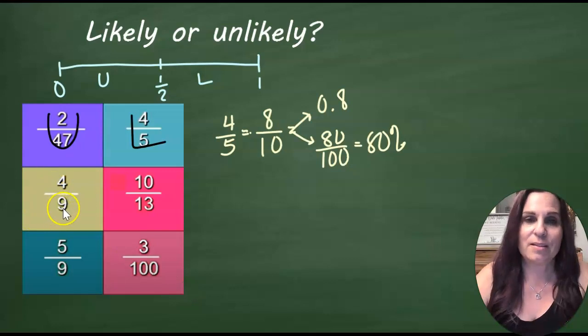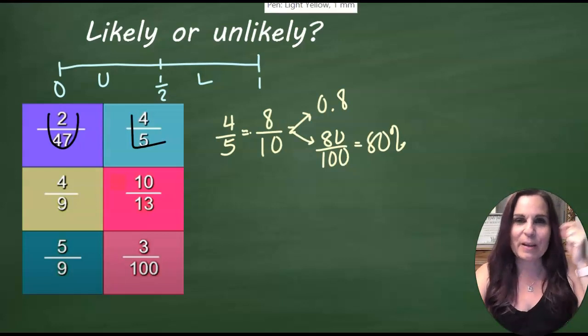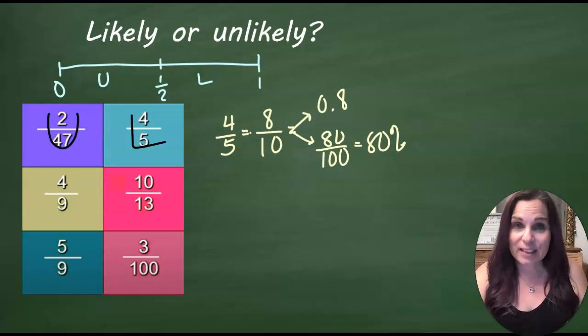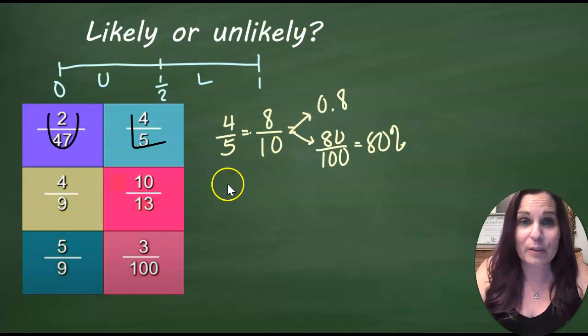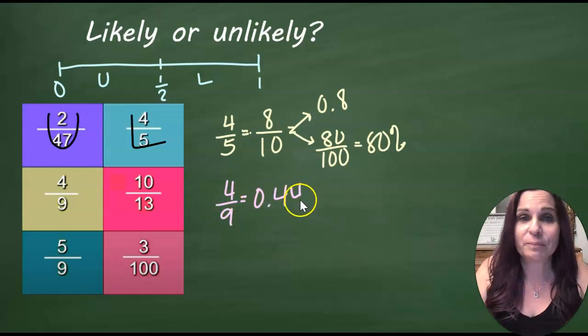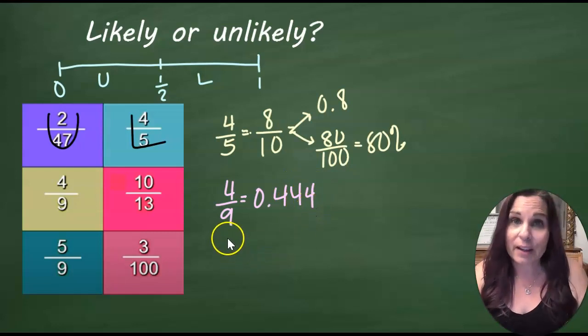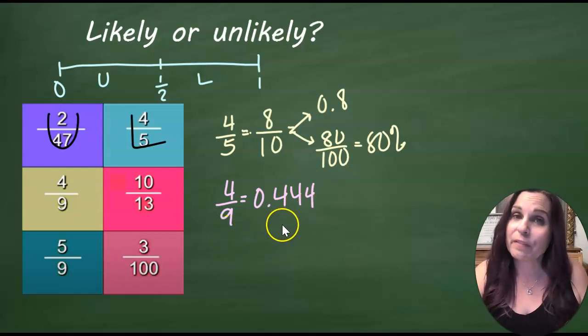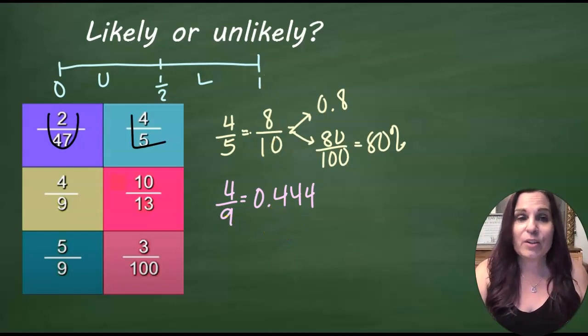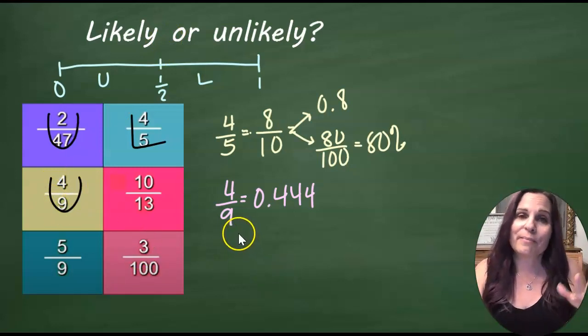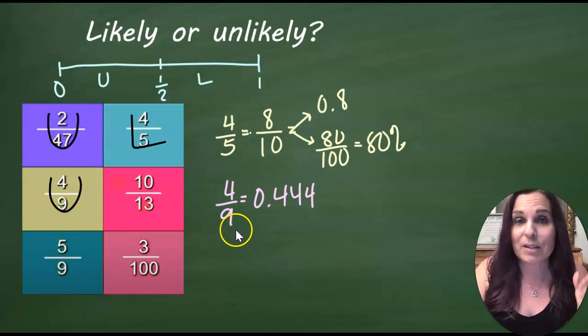How about 4/9? Now, if you remember, think back, dig into those memory banks. When we did 9ths, we get a repeated digit. So that means that we know that 4/9 is 0.4 repeating. Now 0.5 is a half, so 0.4 is a little bit smaller. So this would fall in the unlikely category. Doesn't mean it can't happen, but it leans towards unlikely because it's less than a half.